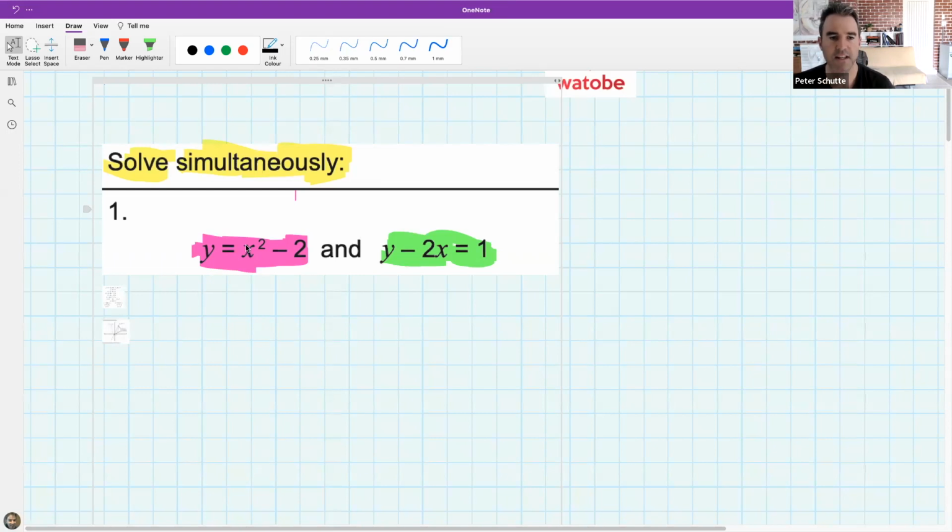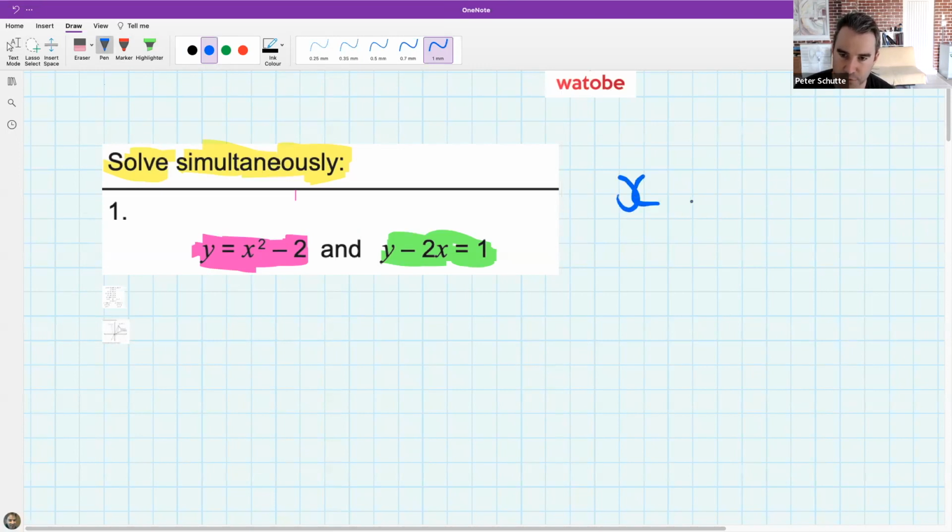Perfect. So Orikonisa is making a good point. The pink equation has a graph, and the green equation has its own graph, and where they meet will be the solution to this simultaneous equation. Another way of saying it is that we need a value. Okay, so when we say solve simultaneously, we need a value for x and we need a value for y that will satisfy both these equations at the same time.